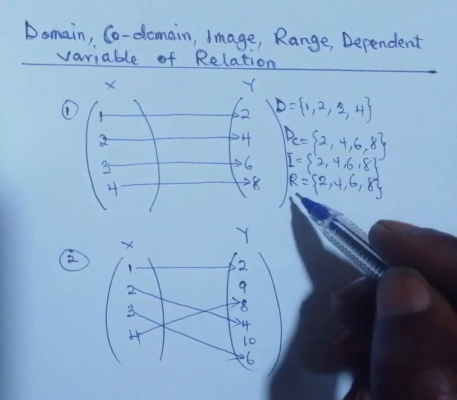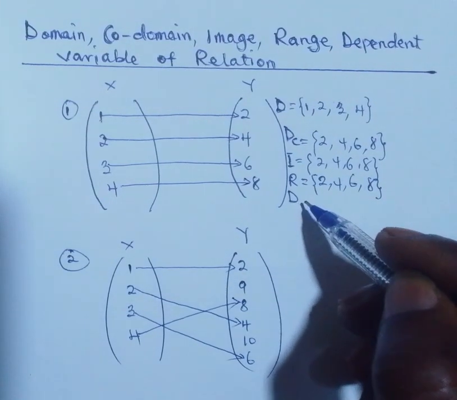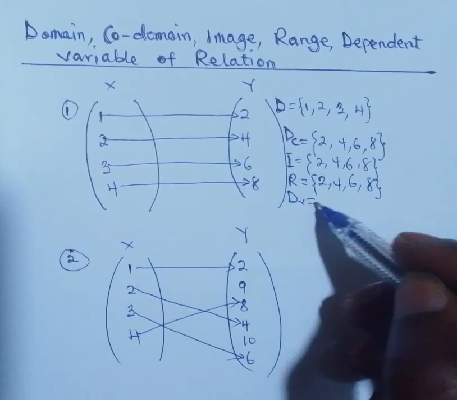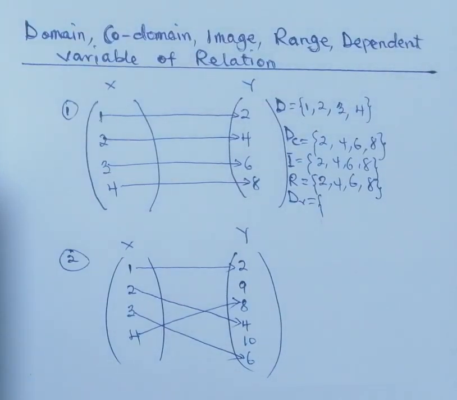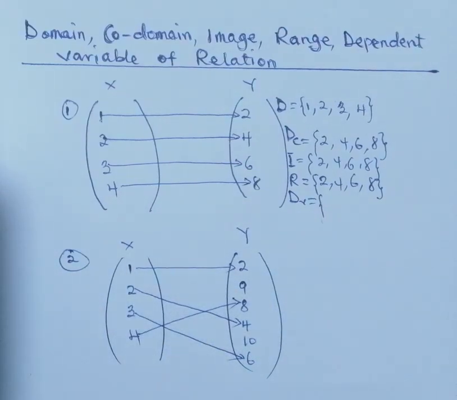Now let me use dependent variable. I'm using the subscript v to represent dependent variable. When we say dependent variable, we are saying that they are elements that depend on what? The x-axis. So for dependent variable, we can say that it is also what? The codomain. Yes, so we are also talking about the entire codomain. Whatever is in the codomain is also called what? Dependent variable. Do you get it?